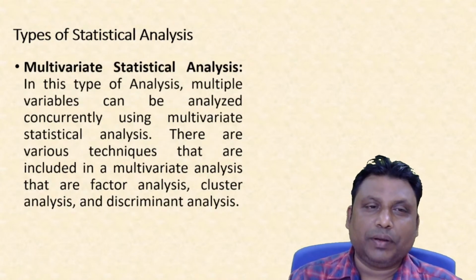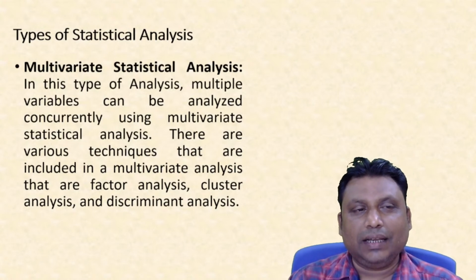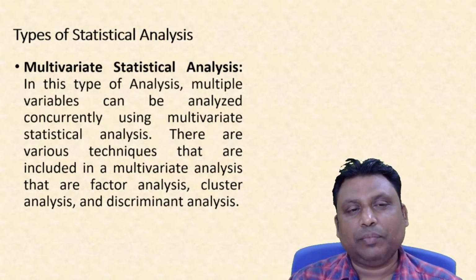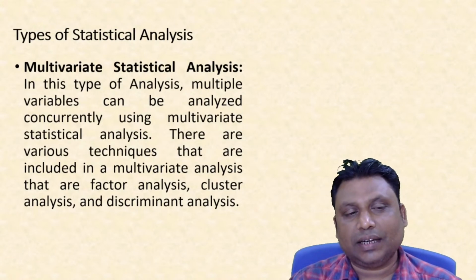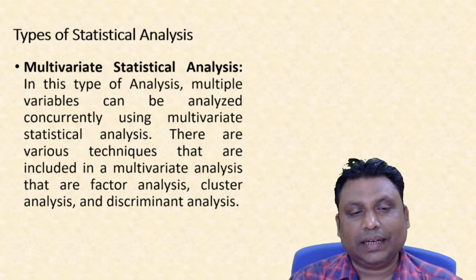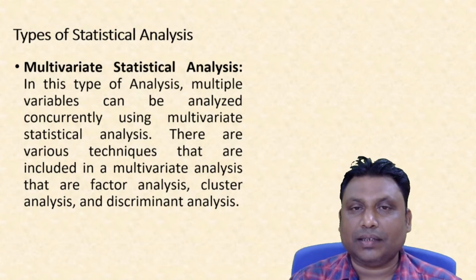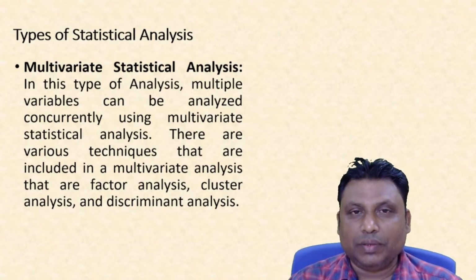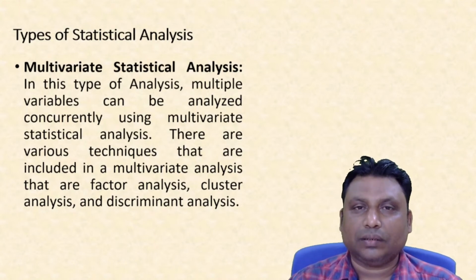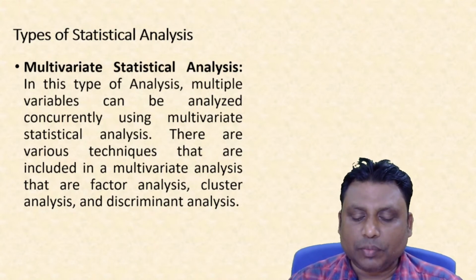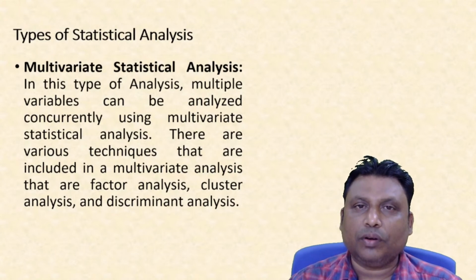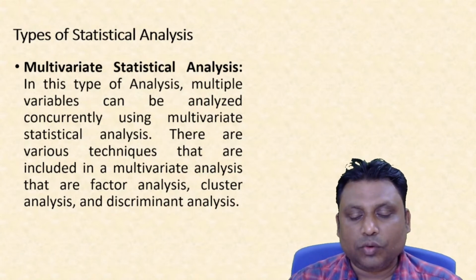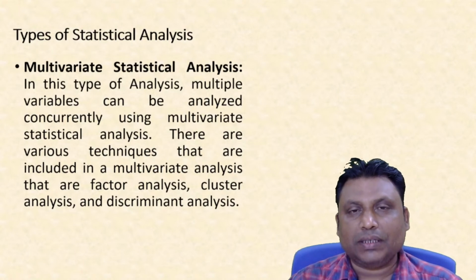Then another is multivariate statistical analysis. Generally, in this analysis, multiple variables can be used. The various techniques included in multivariate analysis are factor analysis, cluster analysis, and discriminant analysis. When the variables are more than two in regression analysis, this is called multiple regression. In correlation analysis, if your variables are more than two, this is called multiple correlation. When you are considering two variables while controlling others, this is called partial correlation.